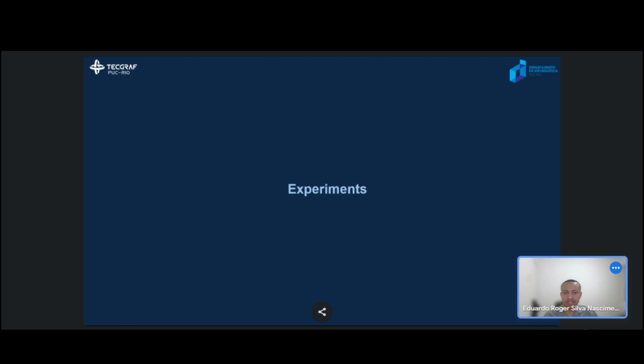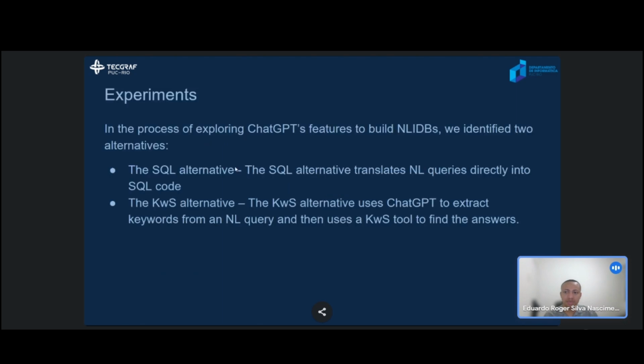The experiments. In the process of exploring ChatGPT features to build NLIDBs, we identified two alternatives. The SQL alternative translates NL queries directly into SQL code, and the KWS alternative uses ChatGPT to extract keywords from the NL query and then uses a KWS tool to find the answers.